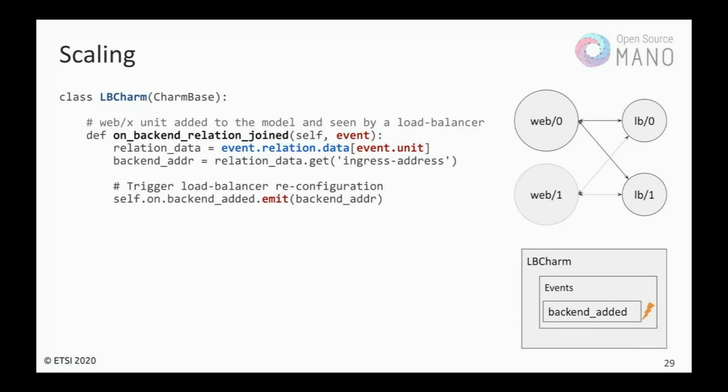And you can pass a unit associated with that event as a key to retrieve relation data for that specific remote unit, which is Web1 in this case. And then you can obtain an address of that unit and emit a charm level event called backend added, and pass in an address to say that, oh, this is the exact address that was added and that you need to modify your configuration for.